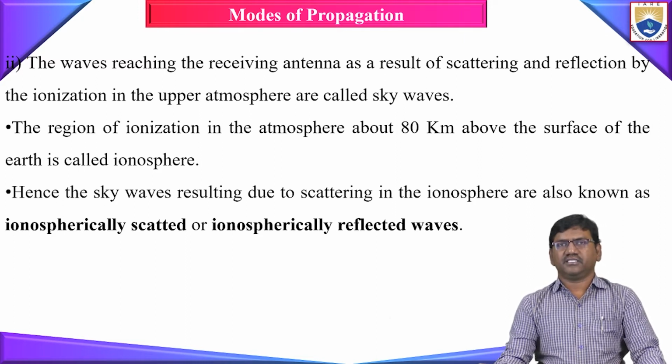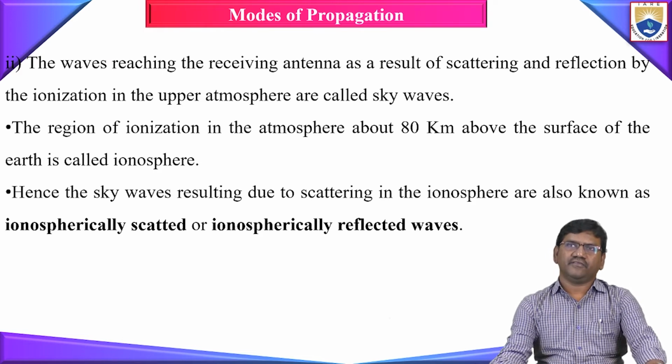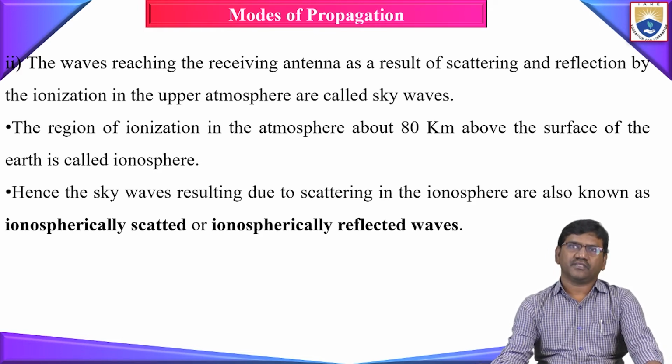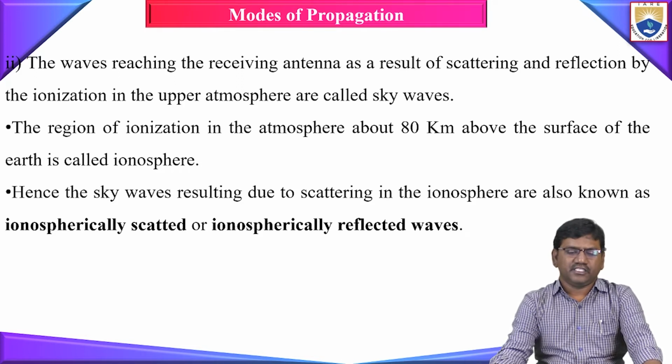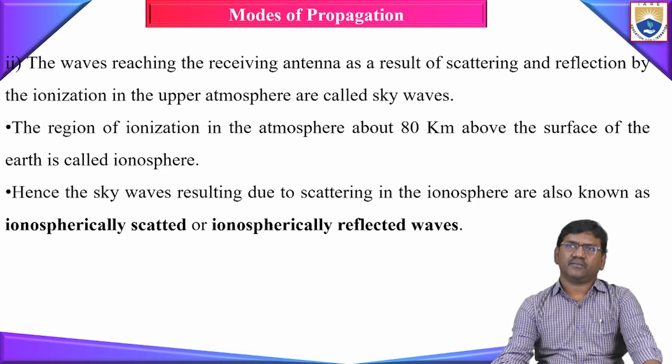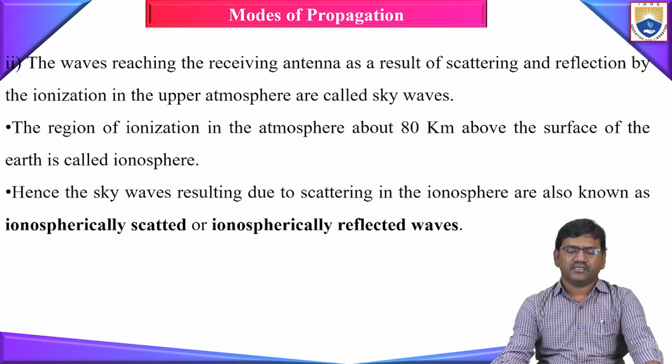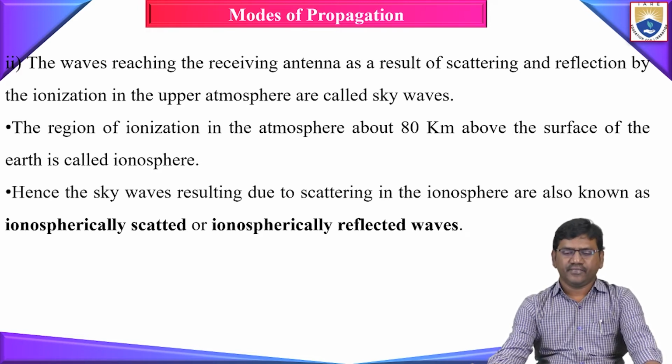These layers are defined with respect to the distance from the surface of the Earth. The region of ionization in the atmosphere starts about 80 kilometers above the surface of the Earth. We call it the ionospheric layer. So the region of ionization in the atmosphere above 80 kilometers from the surface of the Earth, we call the ionospheric region.